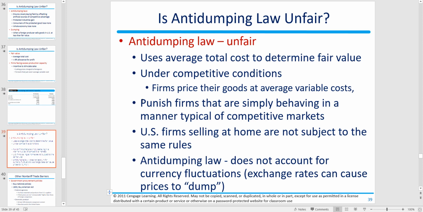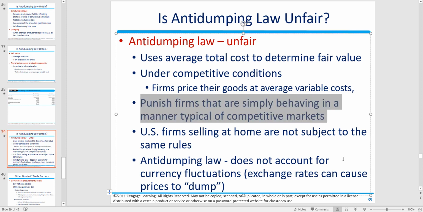So the controversy is high when dealing with anti-dumping firms because, after all, companies are competing among each other. And the world is increasingly smaller, meaning if they can do it domestically, why can't they do it abroad? It punishes firms that are simply behaving in a manner typical of competitive markets.